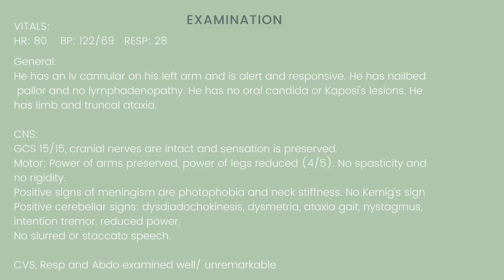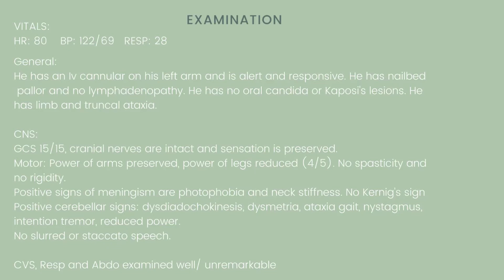On CN examination, his GCS is 15 out of 15. The cranial nerves are intact and sensation is preserved. On motor examination, the power of the arms is preserved. The power of the legs is reduced, it's 4 out of 5. There's no spasticity and no rigidity. Positive signs of meningism are photophobia and neck stiffness. There's no Kernig's sign.